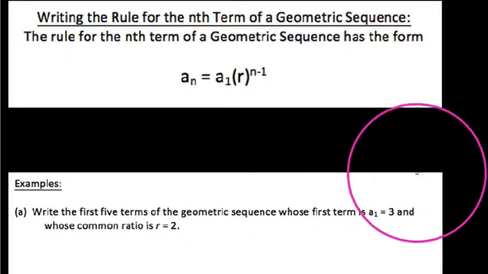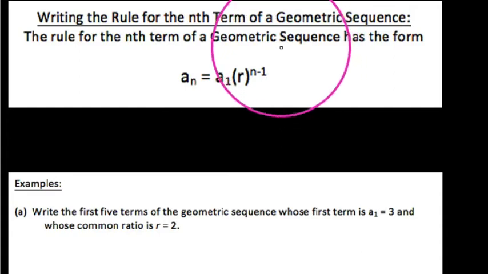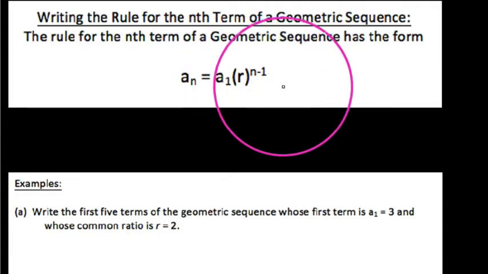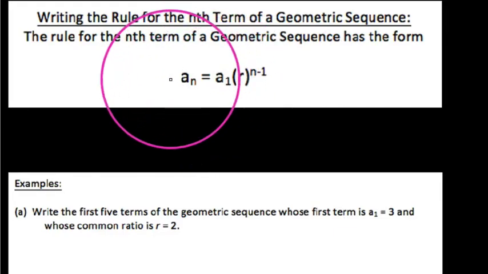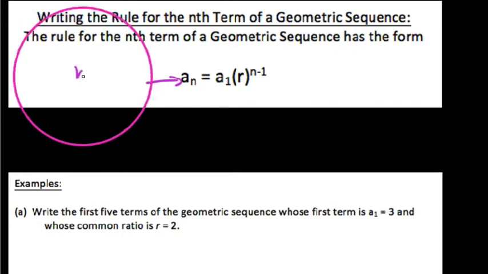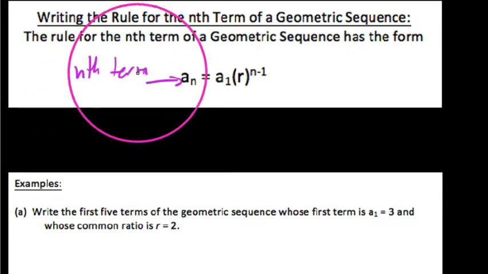In this video, we're going to discuss and work through some examples of how you write the rule for the nth term of a geometric sequence, which is surprisingly similar to the nth term rule for an arithmetic sequence. So let's talk about what this rule entails. We say the nth term, so we denote this with an. We say the nth term of any sequence that is geometric is given by this.